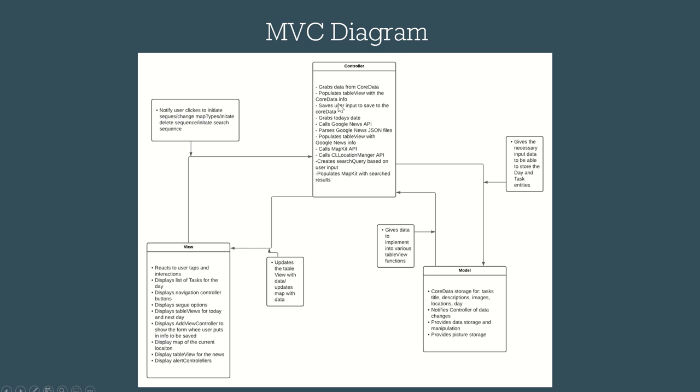So right here you see how it says grabs data from core data, saves user input, grabs today's date, calls Google News API, parses Google News JSON files, populates table view, calls MapKit API, pretty much the middleman of the app. So this controller will update table views to where the user is then able to see it.